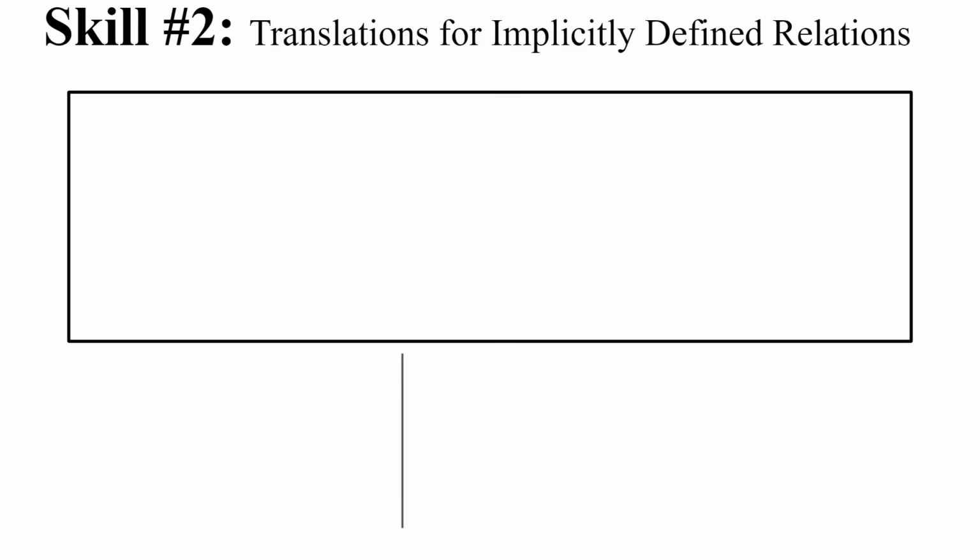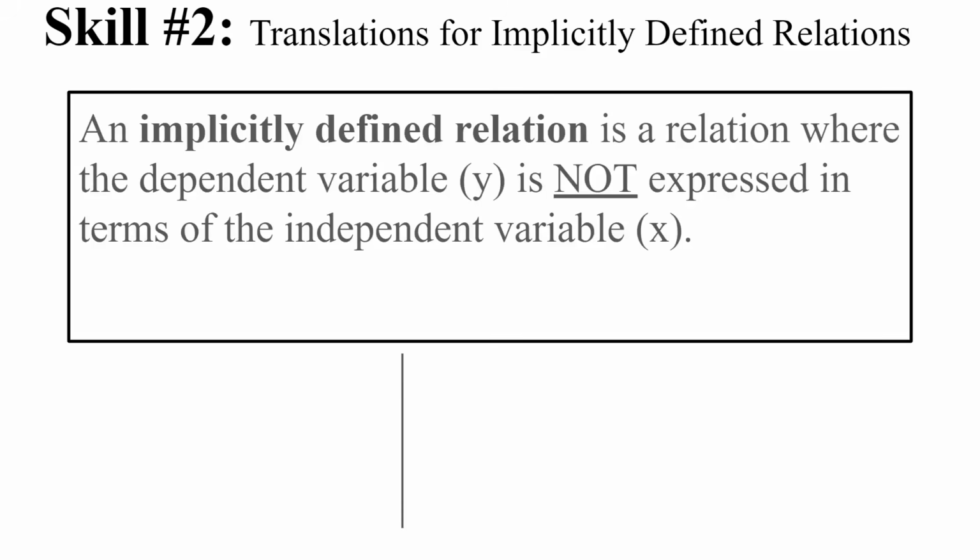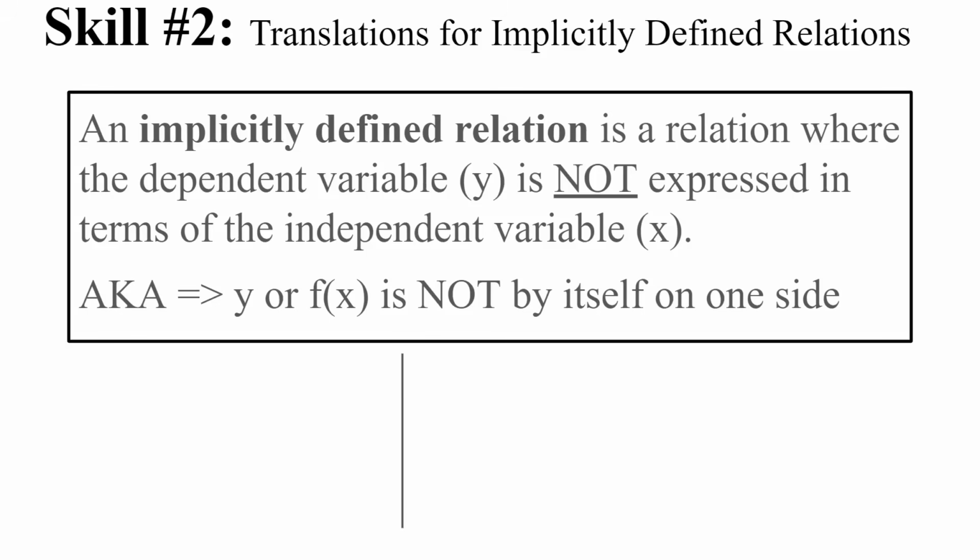Okay, skill number 2 is translations for implicitly defined relations. So what the heck is an implicitly defined relation? Well, it's a relation where the dependent variable y is not expressed in terms of the independent variable x. In other words, y or f of x is not by itself on one side. So it's almost the opposite of the type of relation we were looking at before.